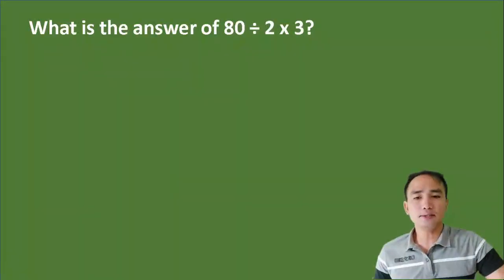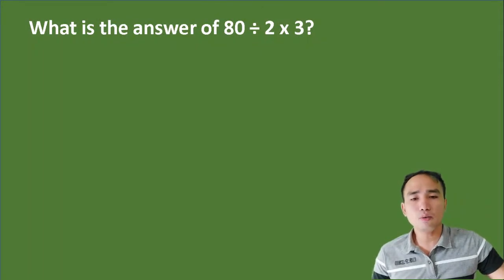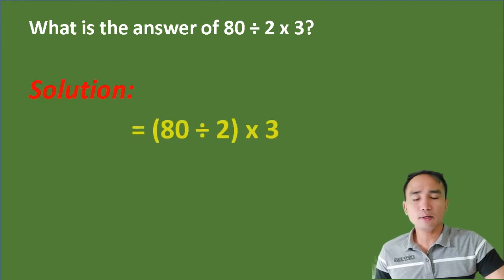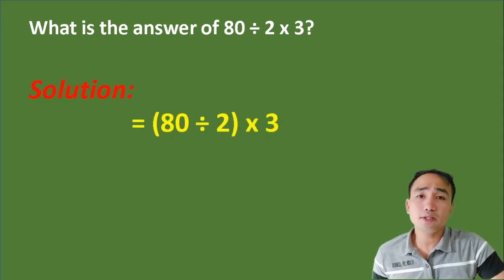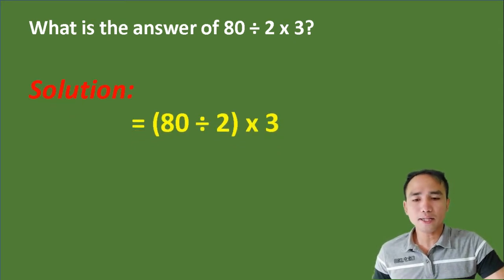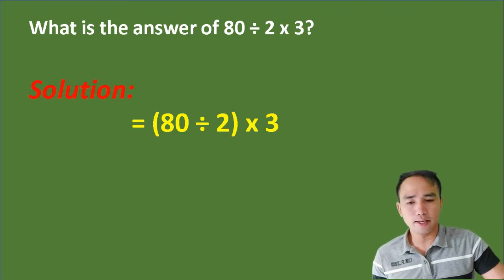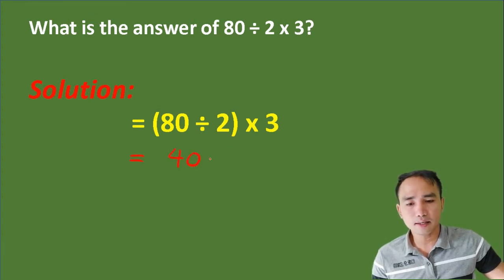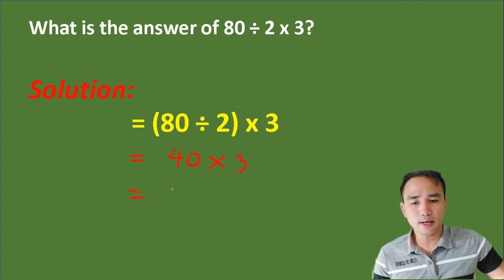Okay, what is the answer of 80 divided by 2 times 3? So according to the rule, if the division operation comes first, we need to divide before multiplying. Therefore, 80 divided by 2 is 40. And then times 3, the answer is 120.